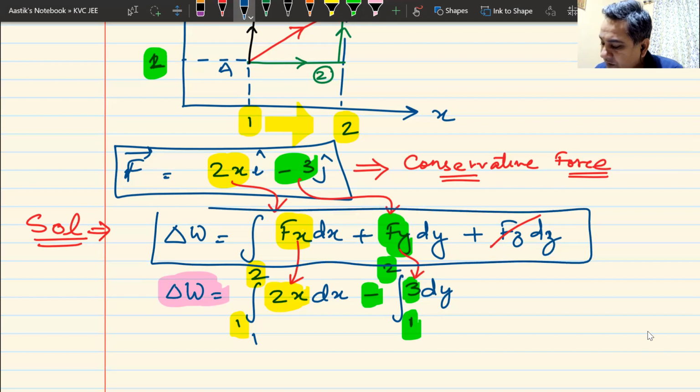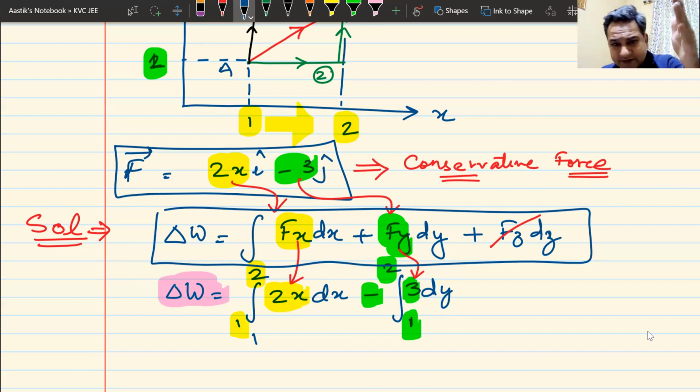Yes, sir. But I've just put the values. There's nothing else. Value of fx is 2x. I put the value. The value of fy is minus 3. I put that value. Nothing else. What is there that I have done differently? What is there that you don't understand? Understood, sir. What is the point that you don't understand, beta? Tell me. I'm not able to hear you, beta. Now I understood, sir.